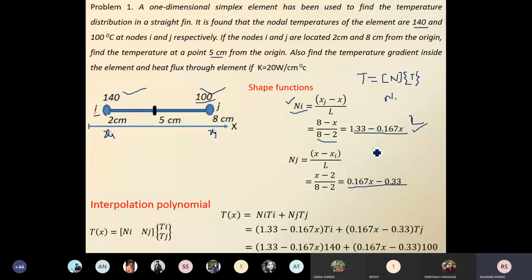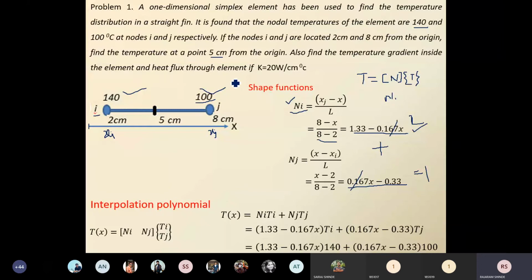Now if we take the addition of these two equations, what you will get? This term will be cancelled with this one. Am I right? And 1.33 minus 0.33, is it equal to 1? Yes, sir. Everywhere it should be satisfied, otherwise your calculation is wrong. Okay. Now this is the interpolation polynomial.